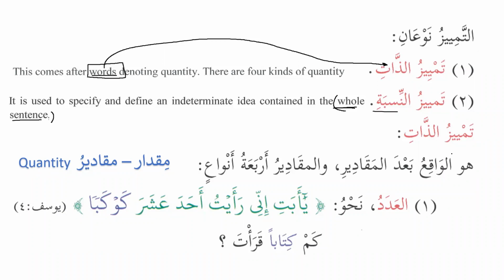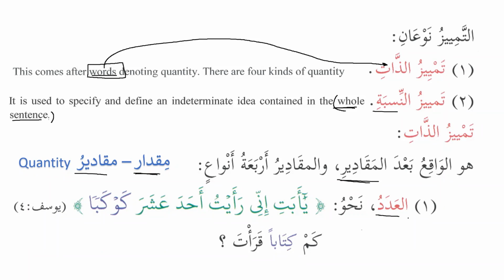Now let's talk about tamyiz dhat, and huwa al-waqi'u ba'd al-maqadir, and it comes after the quantity. Wal-maqadiru arba'atu anwa'in, and quantity is of 4 types. As we can see that miqdarun, and the plural of miqdarun is maqadiru, mamnuun min as-sarf.